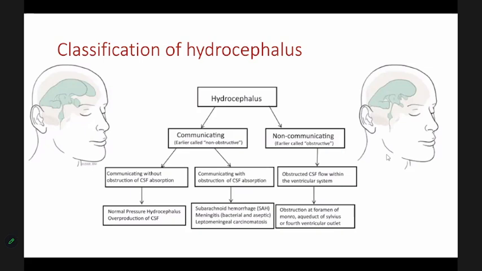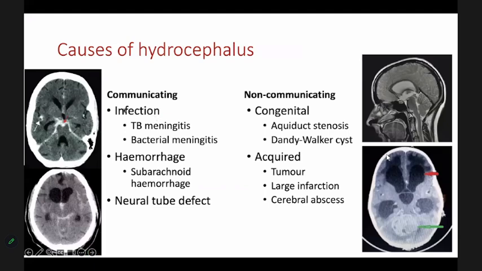So TB meningitis is the best example so that you would never forget what a communicating hydrocephalus would look like and how it is formed. If you have hemorrhage, the same thing happens. And if you have meningitis, bacterial, particularly TB meningitis, you can have communicating hydrocephalus, right? Okay, so let's move on. So these are some of the examples. I think we went through these.